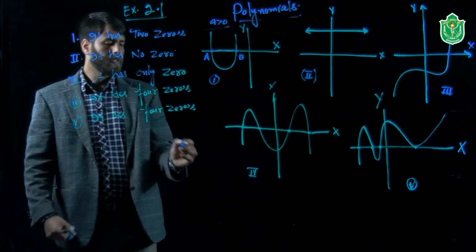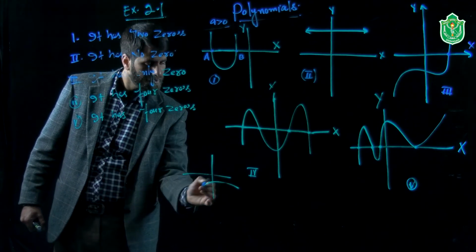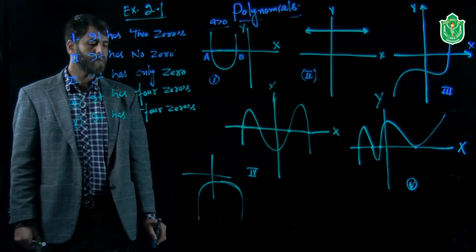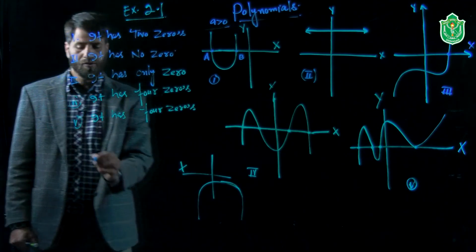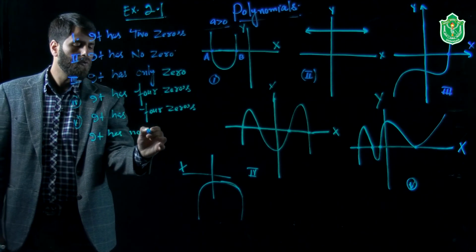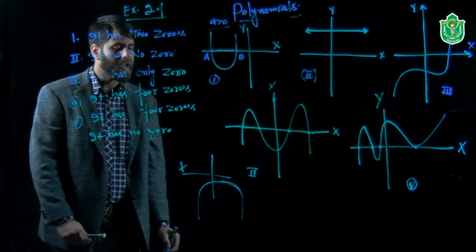I will define one thing here. Suppose I have a graph like this. It's a downward parabola, but it doesn't intersect the x-axis at any point. So I will say that it has no zero. Why? Because it does not intersect the x-axis at any point.